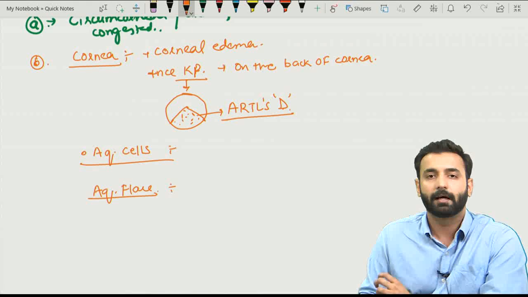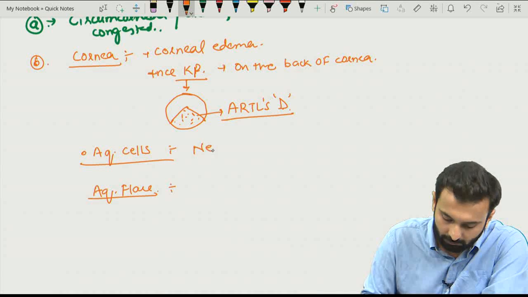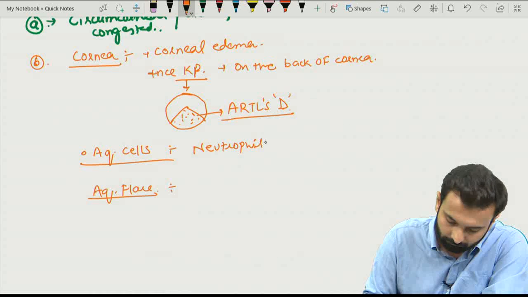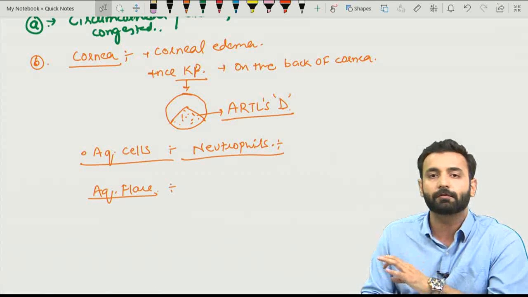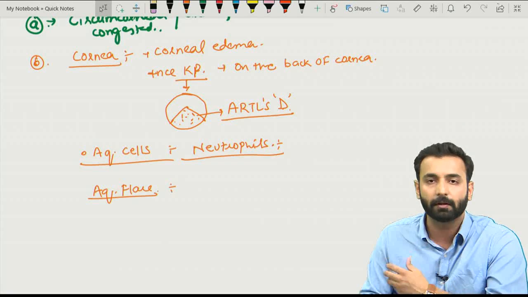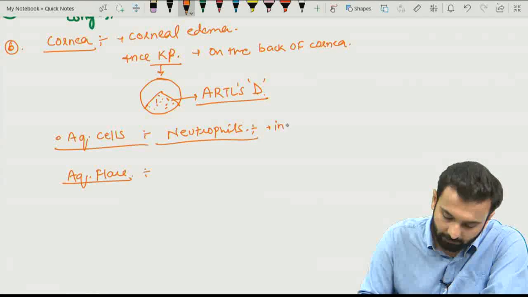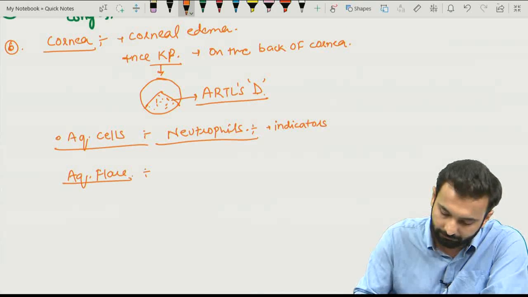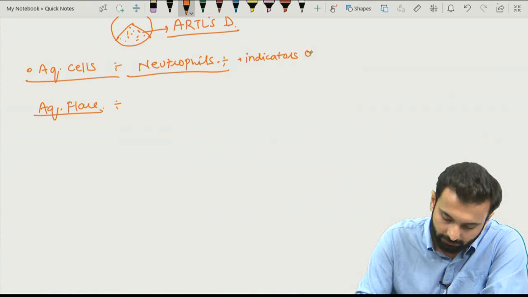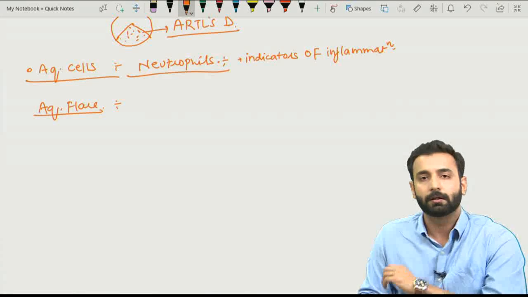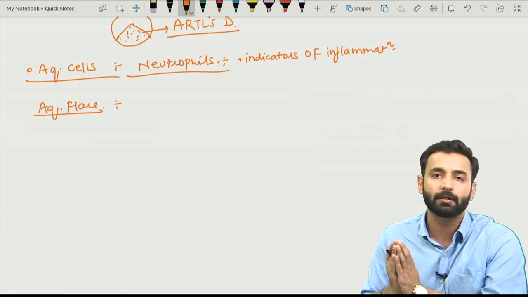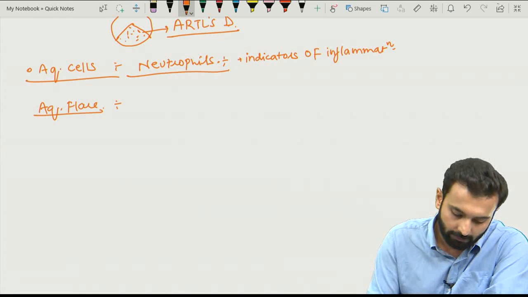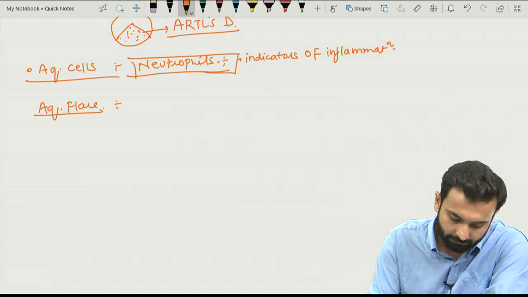Now what are aqueous cells? Aqueous cells are made up of mainly neutrophils, and the presence of aqueous cells indicates the presence of inflammation. So these are indicators of inflammation. The presence indicates inflammation, and the number of aqueous cells indicates the severity of inflammation. They are mainly composed of neutrophils.